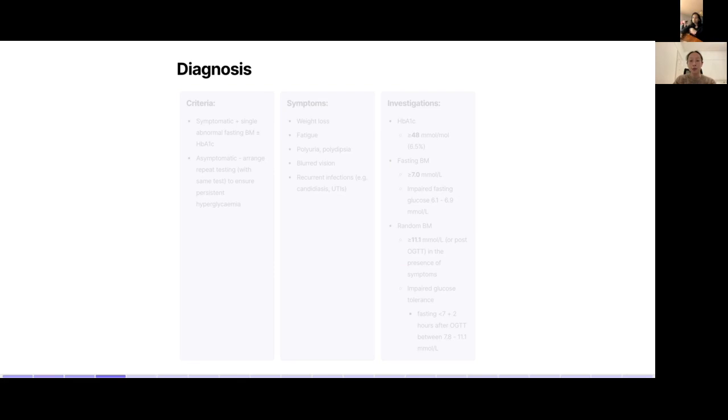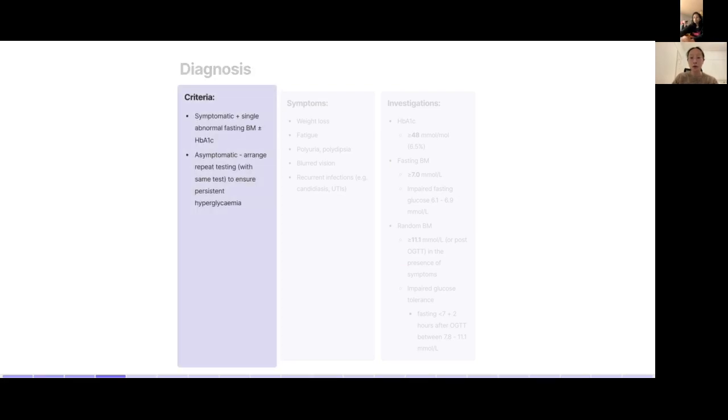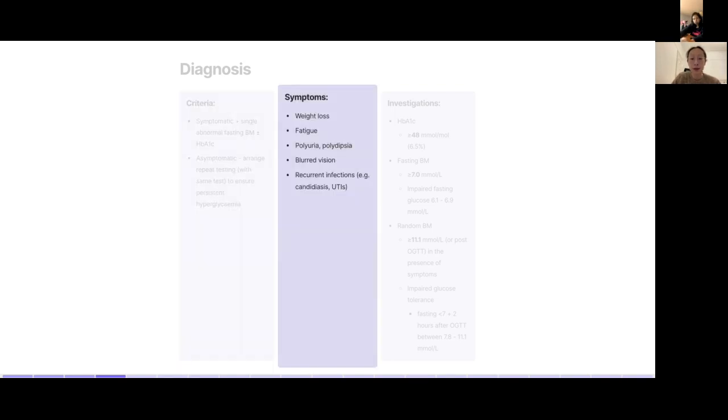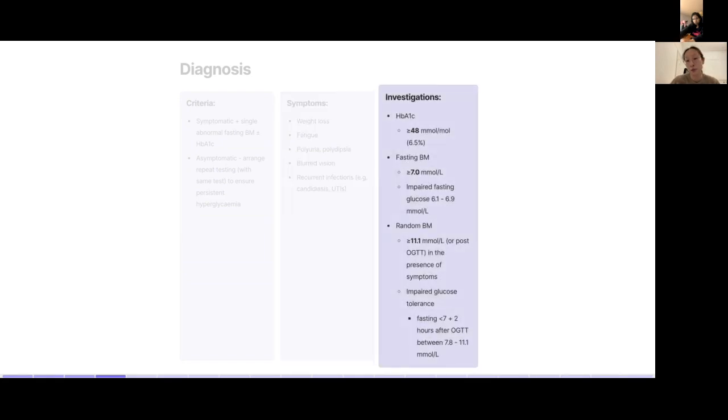This is relatively straightforward, but just a quick run through two criteria or two thresholds you can use. Either the patient presents symptomatic, so these are symptoms they could have, such as weight loss, fatigue, recurrent UTIs, and they're also found to have abnormal blood sugar levels, of which there are 3 different tests. The most reliable and the most common one and the easiest to remember is probably HbA1c, and it needs to be greater than 48 to be considered if the patient is also symptomatic to have type 2 diabetes.